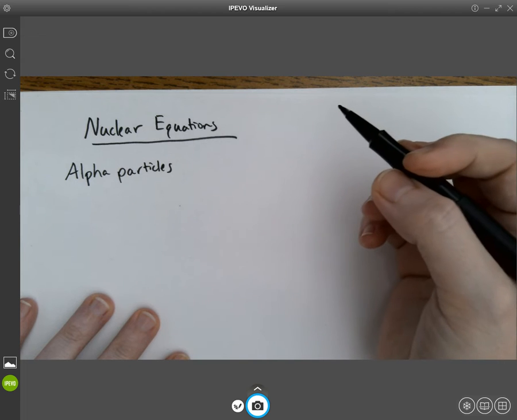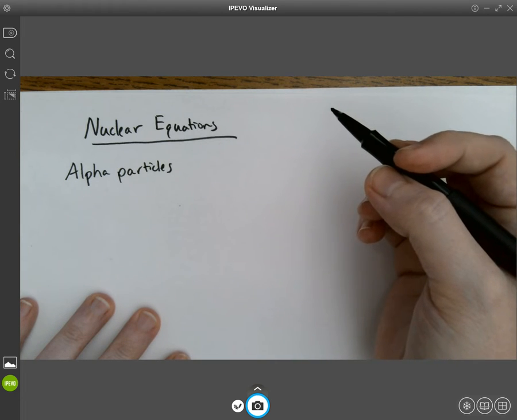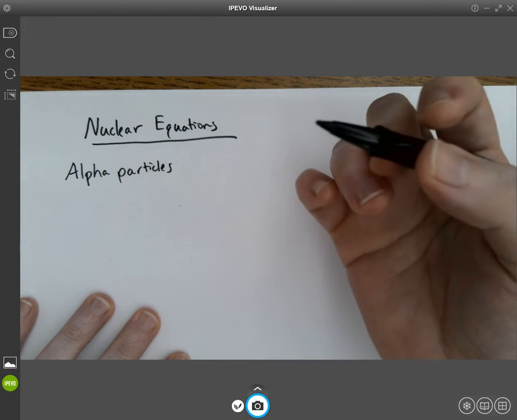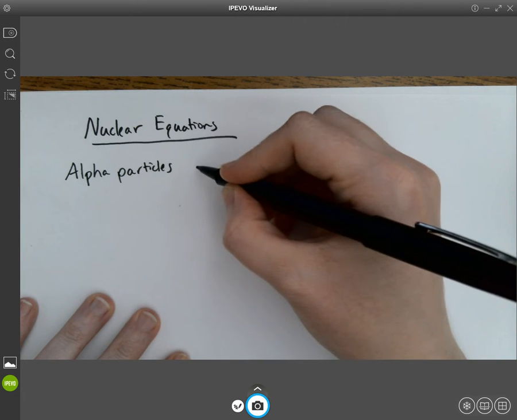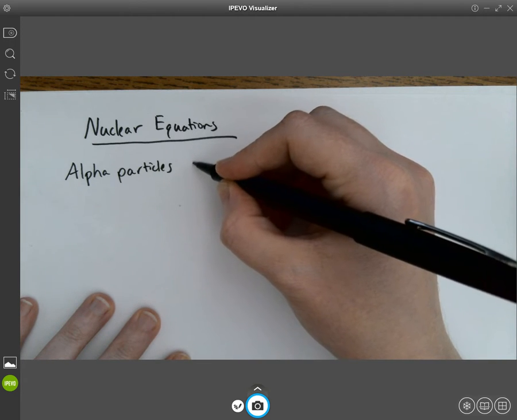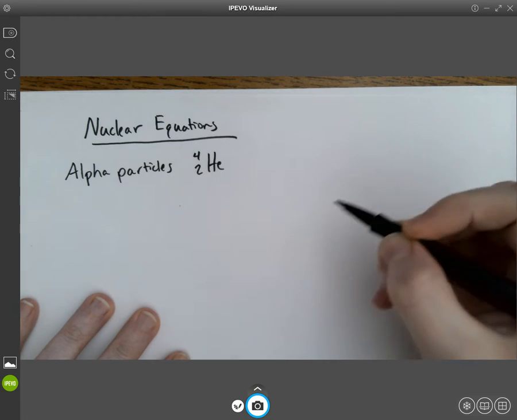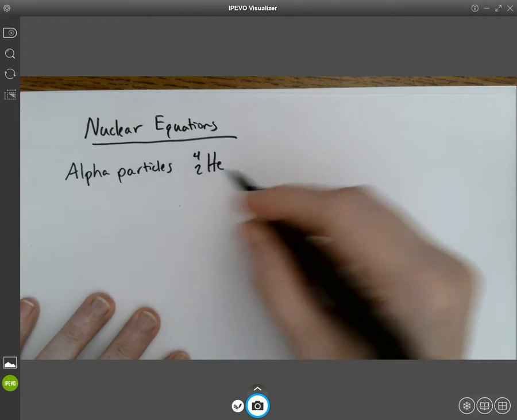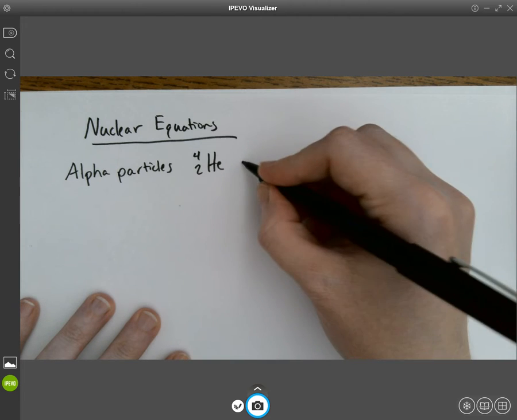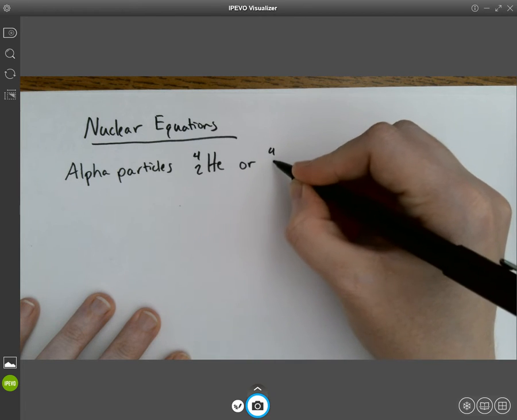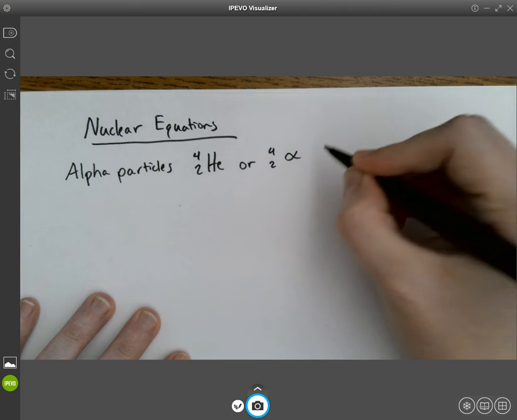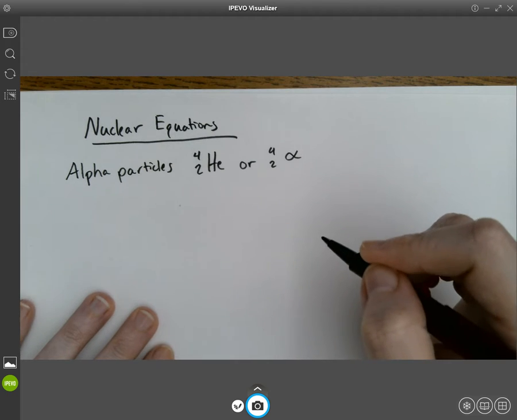Alpha particles are essentially just going to be a helium nucleus, and that is represented by the following symbol. So that can either be written as this, or you can write it as this, with this being the alpha symbol here.